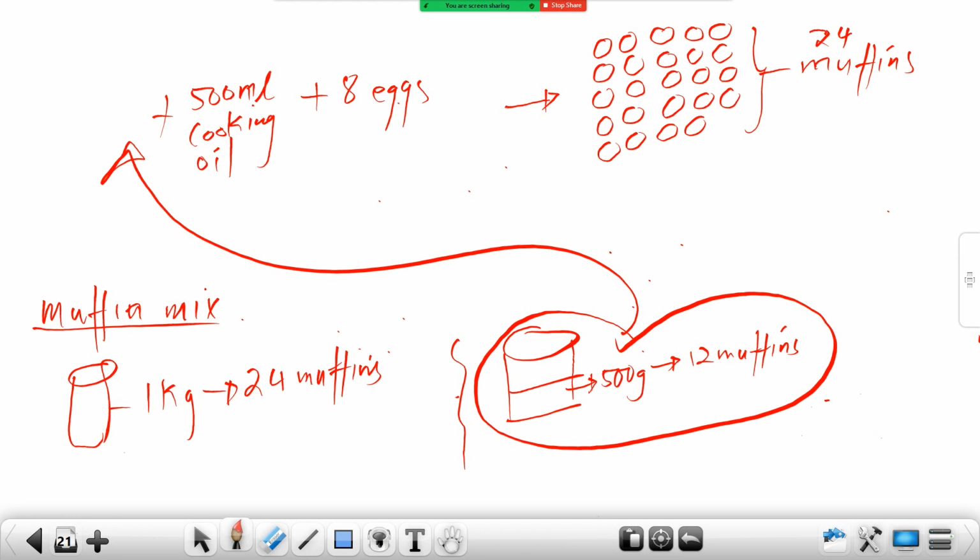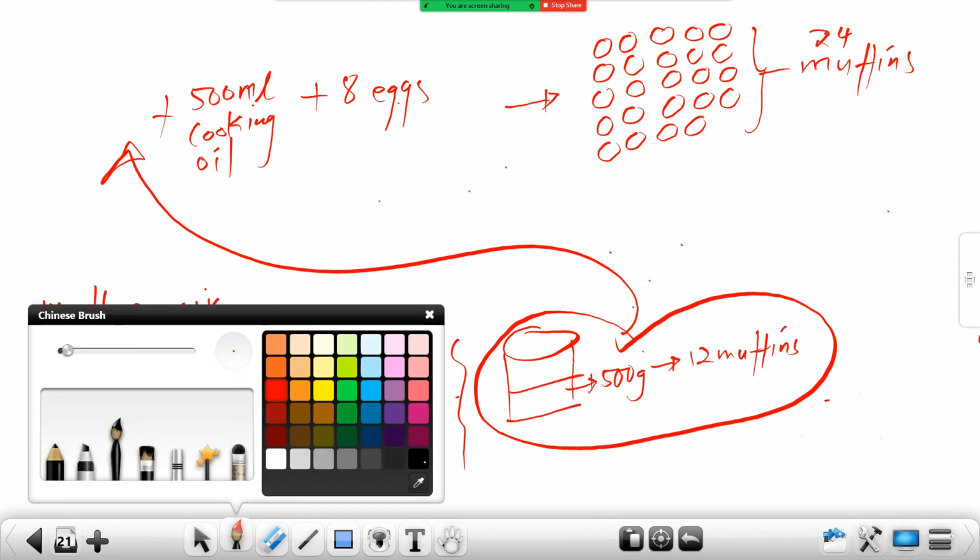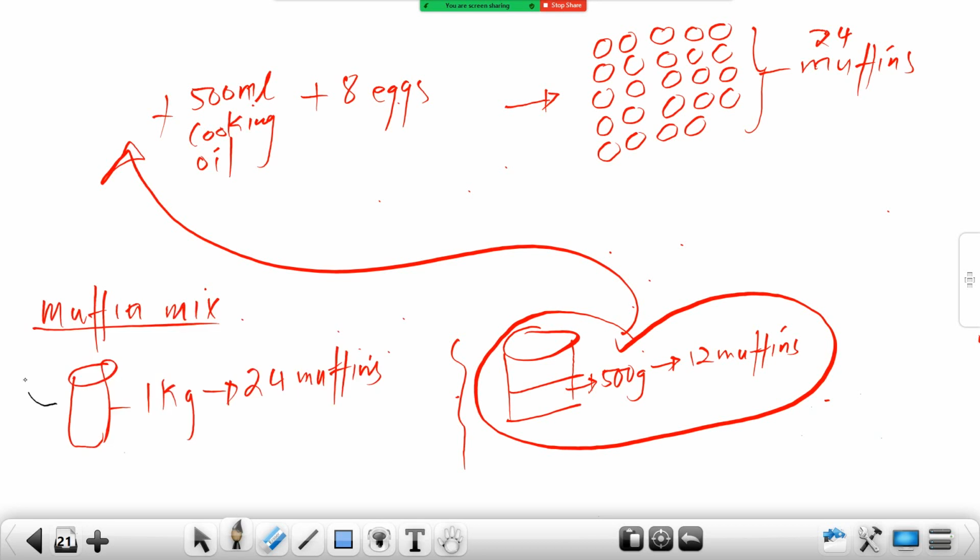But if I have 1 kg and I decide to use the 1 kg, according to the recipe it should give me what? The 24 muffins. So 1 kg is enough. It's not in excess. It's enough to give me the 24 muffins.